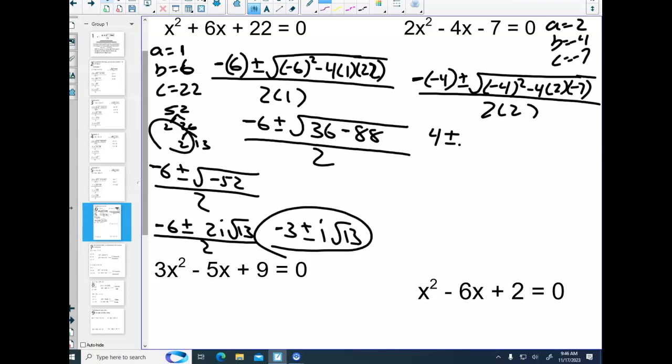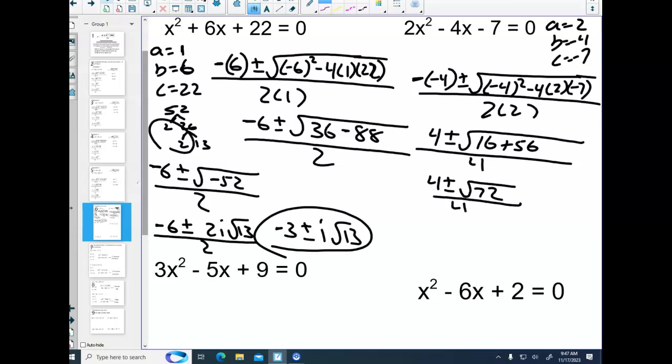-4 becomes a positive 4. -4 squared is 16. 4 times 2 is 8. 8 times 7 is 56. This is a double negative. So we add 56 here, and it's all over 4. And that becomes 4 plus or minus root 72 over 4. That's me cleaning it up.